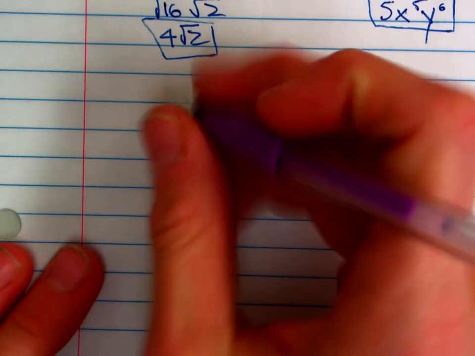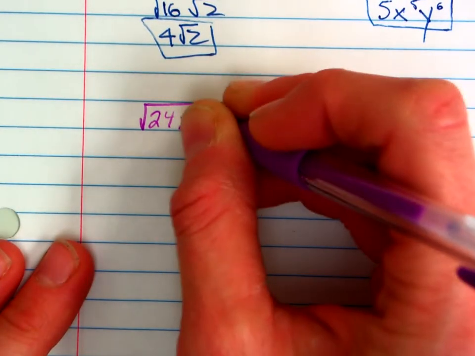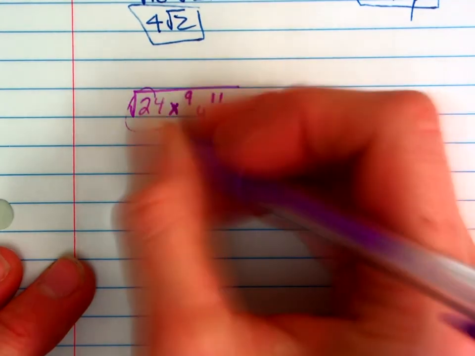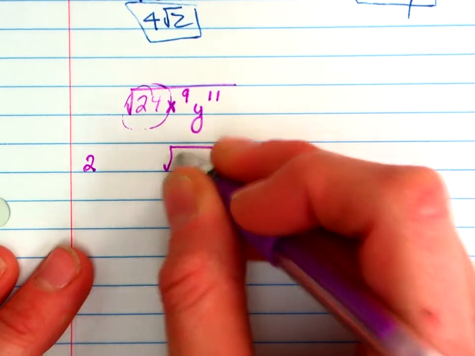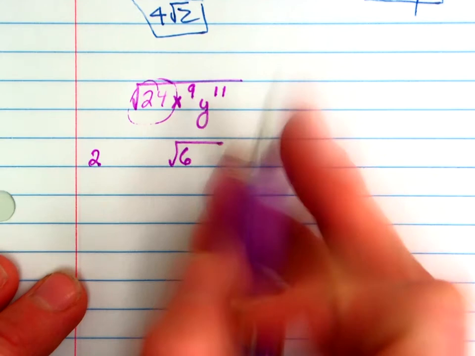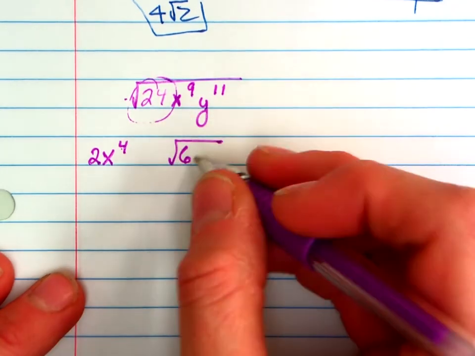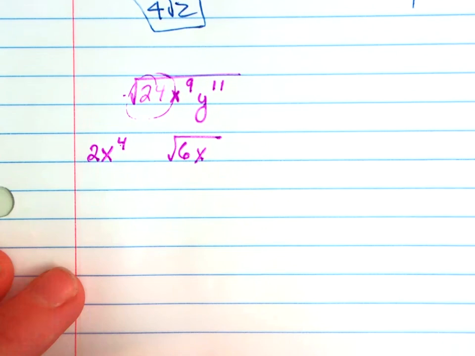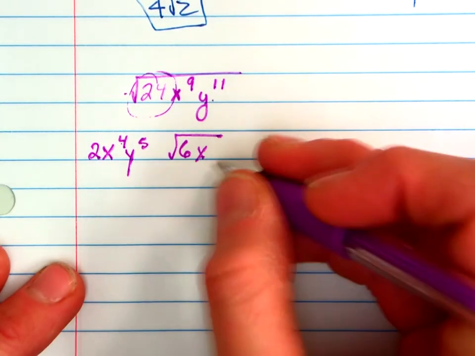What happens when there are leftovers? Well, we could have something like the square root of 24 x to the 9th, y to the 11th. So the square root of 24 is going to be simplified to 2 root 6. In here, I can fit 4 x's, because 4 times 2 is 8, and then I'll have 1 left over. And with the y's, I could take 5 out, and I'll have 1 left over.